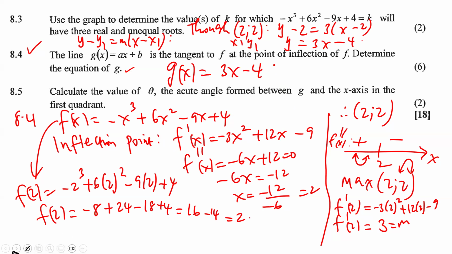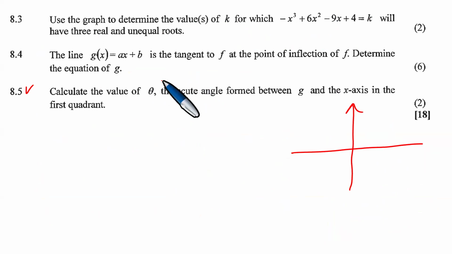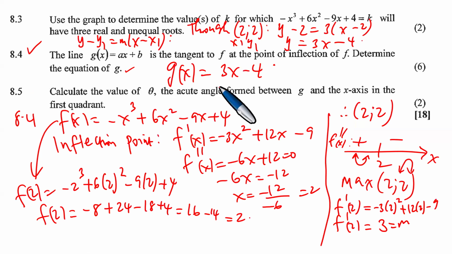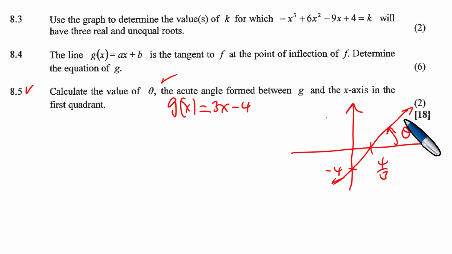Let us look at the angle of inclination next. Now, calculate the value of theta, the acute angle formed between g and the x-axis in the first quadrant of the plane. Now there's something about the angle of inclination, in particular the acute angle between g and the x-axis. We recall that the function g of x we just found is 3x minus 4. So when x is 0, y is minus 4. When y is 0, x is positive, and you'd have a graph like this. In particular, when y is 0, x itself becomes 4 over 3, giving us this angle theta.